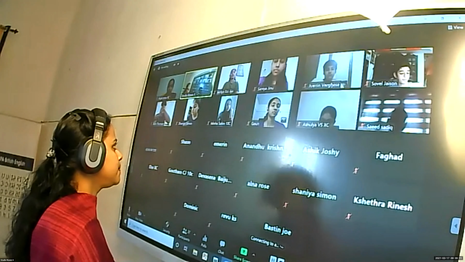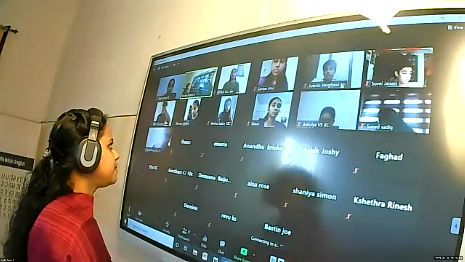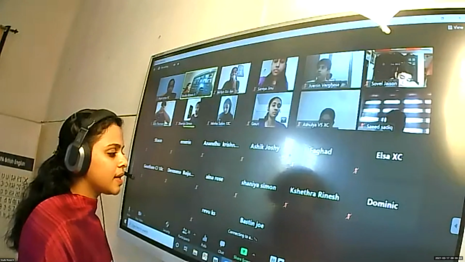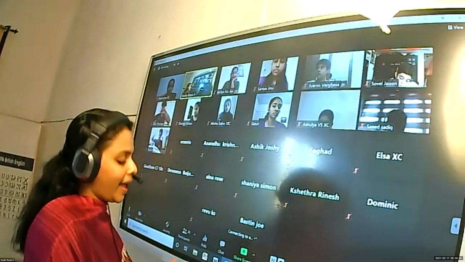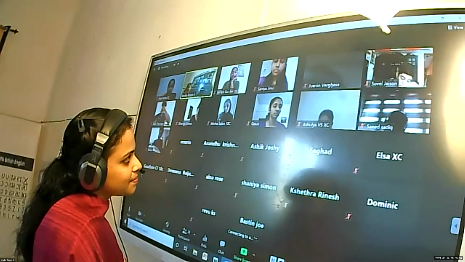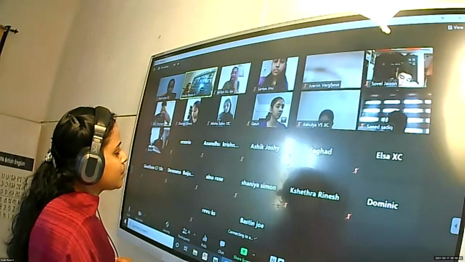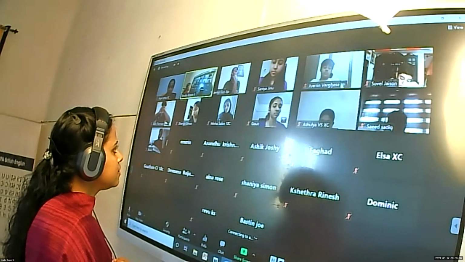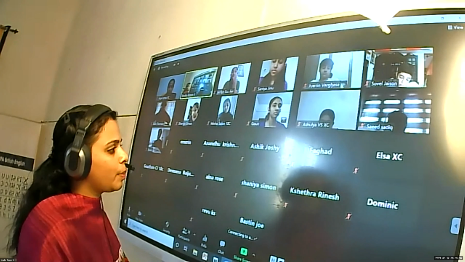In the first rule, a ray of light which is parallel to the principal axis of a concave mirror passes through its focus. Yes, the first rule says that if a ray of light is coming parallel to the principal axis, after reflection, it passes through which point? It passes through the principal focus. Very good.